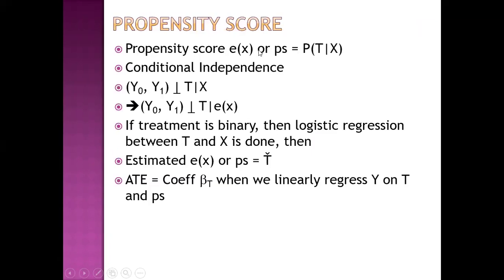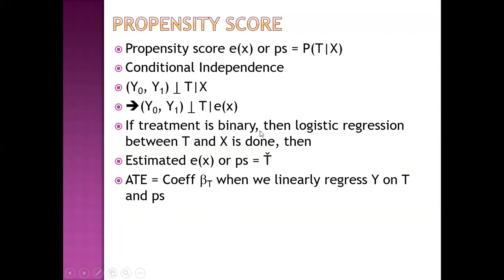Then the causal effect of T on Y is given by regression of residuals Y on residuals T. The second method is propensity score. Propensity score is written as this. It is the probability of treatment given the confounder variables. So the conditional independence can be written as: in the presence of confounder variables, the outcome variables are independent of the treatment variable subject to the confounder variables. And since this probability, we can write here as this.